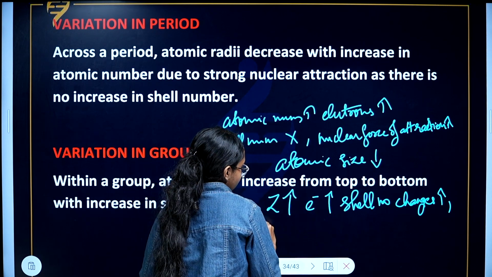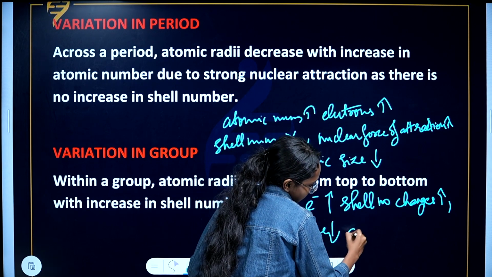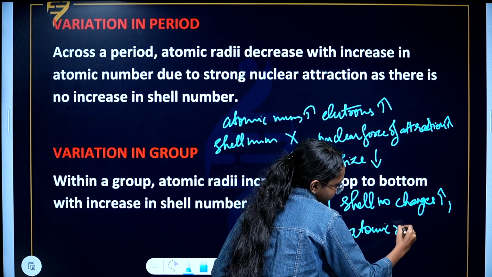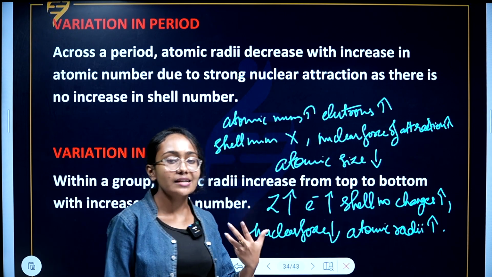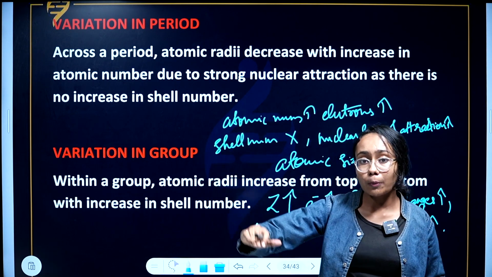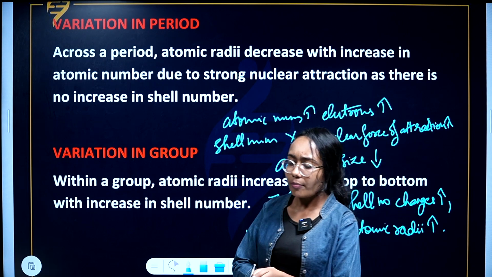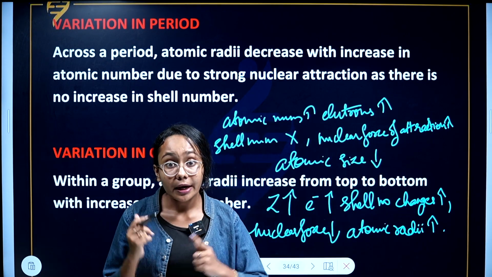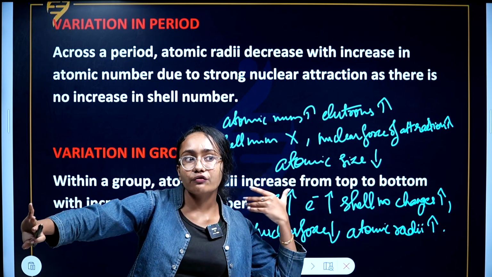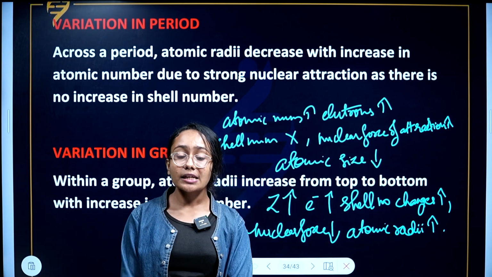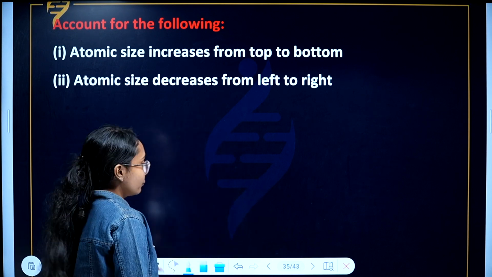Then nuclear force decreases, hence atomic radii increases. Means what? Atomic size increases. When going from top to bottom of a group, the atomic number and hence the electron number increases. Number of shells increases. So electron is going farther and farther from the attractive force of nucleus. Hence the atomic size increases. Clear? All set?